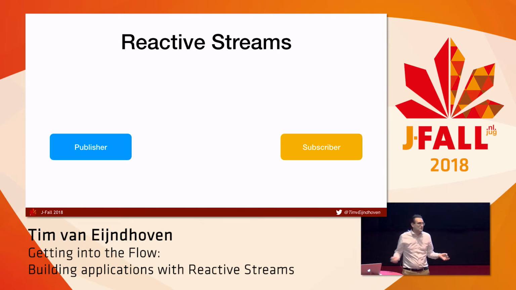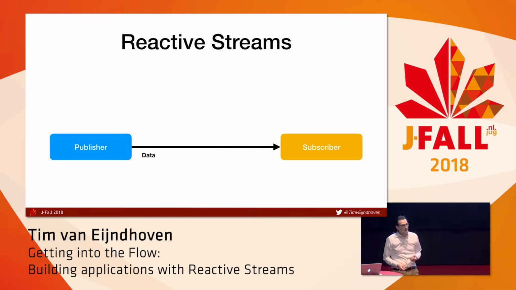So Reactive Streams in its nature is basically about having a publisher, something that produces data or events, and a subscriber, something that is interested in these events and wants to do something with it. So basically there's a data flow between them, right? Data flows from the publisher to the subscriber, and data flows in a push way, right? So the publisher pushes the data to the subscriber.